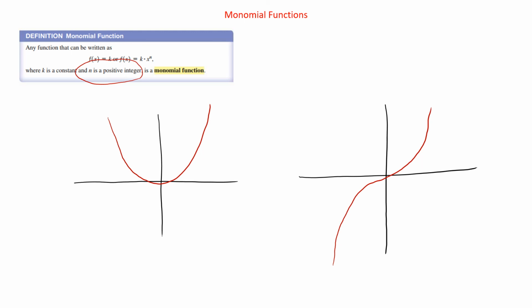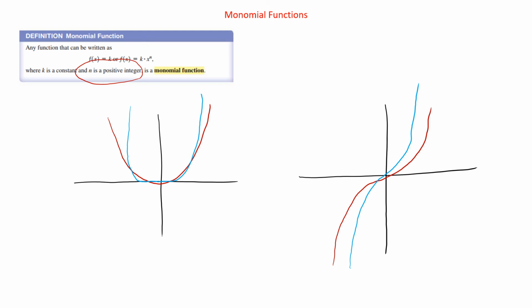So if we wanted, say, y to the 4th, it would be even, and it would just be steeper. If we wanted x to the 5th, it would be odd, and it would be steeper. So we can see they'll always have those shapes.